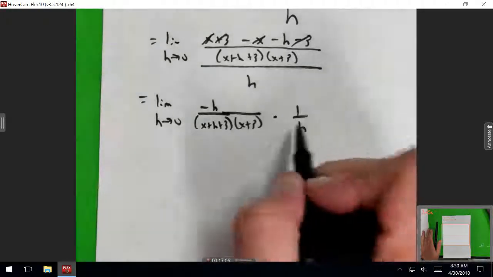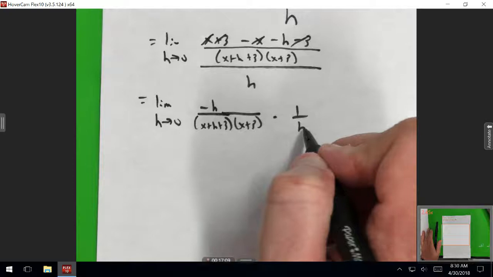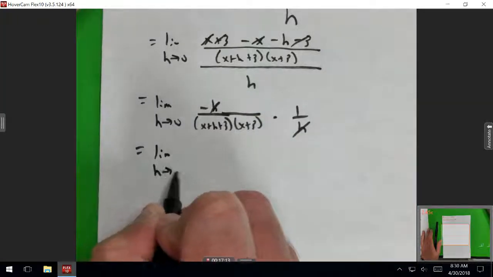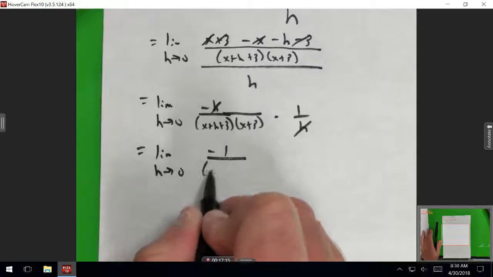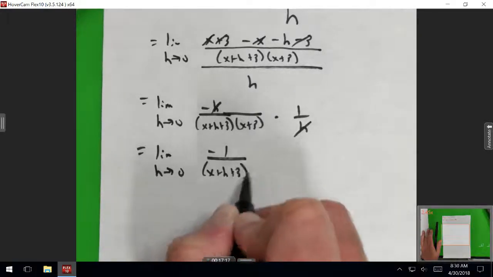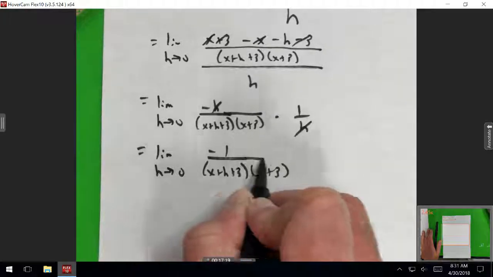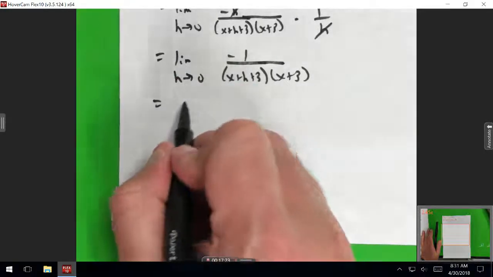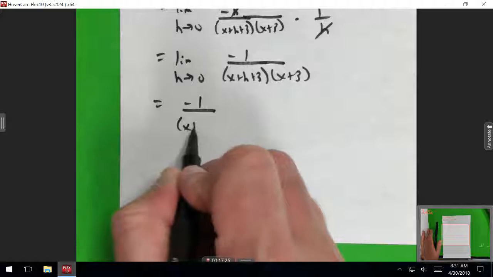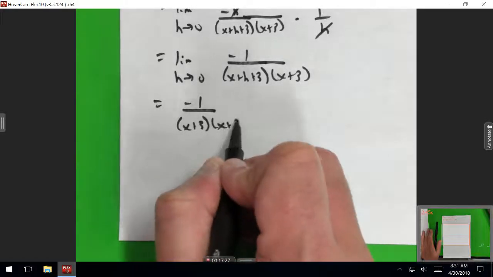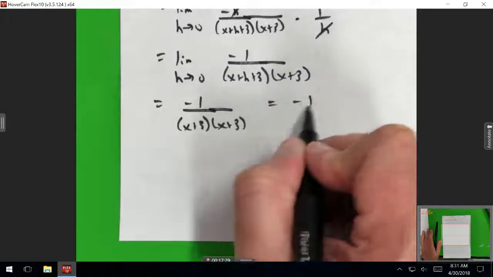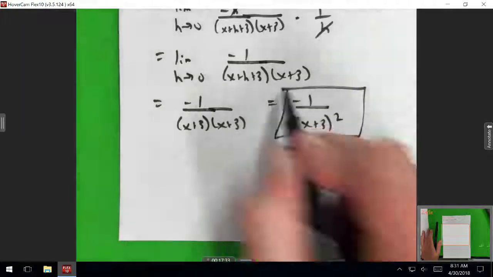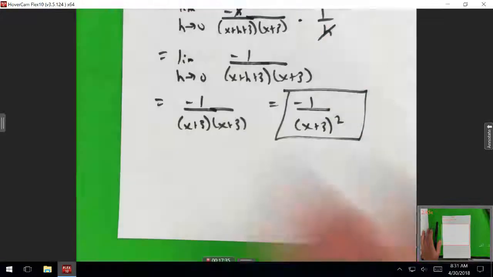You can do that. What happens to these h's right here? So I'm left with the limit as h approaches 0 of negative 1 over x plus h plus 3 times x plus 3. Now, I'm going to try direct substitution. Plug 0 in for h. Get negative 1 over x plus 3 times x plus 3. I can rewrite that as negative 1 over x plus 3 squared. That is my derivative for that problem.